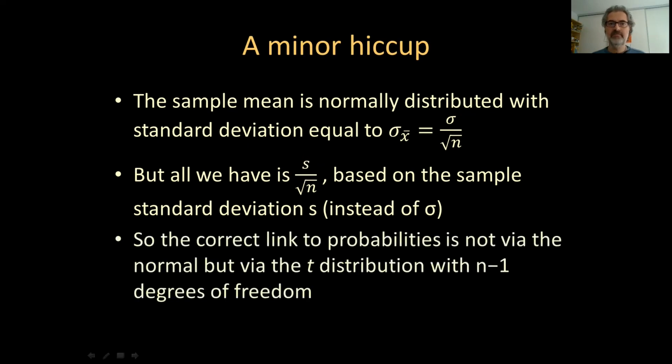This means that instead of turning to the normal distribution in order to look up how many standard errors are linked to 95% probability, we have to use a slightly different distribution that expresses this additional uncertainty. And that turns out to be the t-distribution. And the t-distribution has many different versions called degrees of freedom because the extra uncertainty depends on sample size.